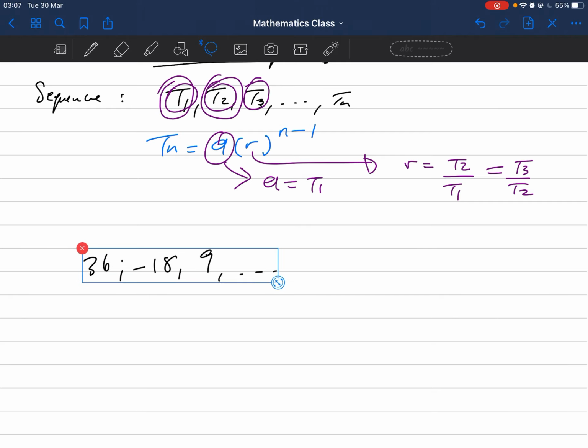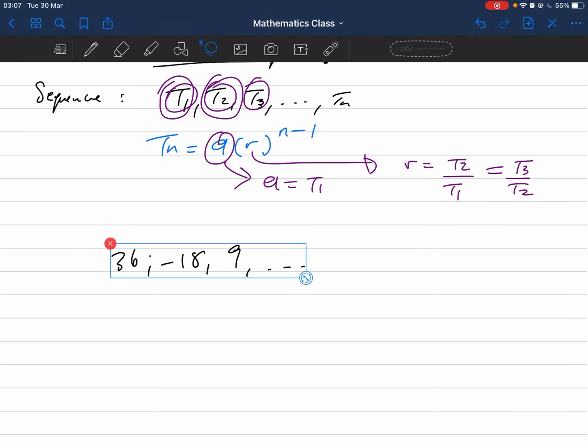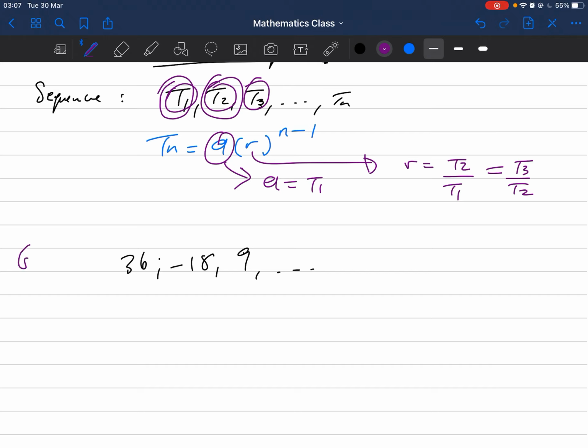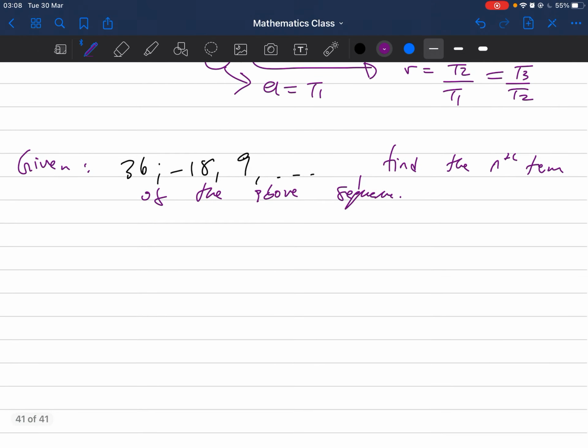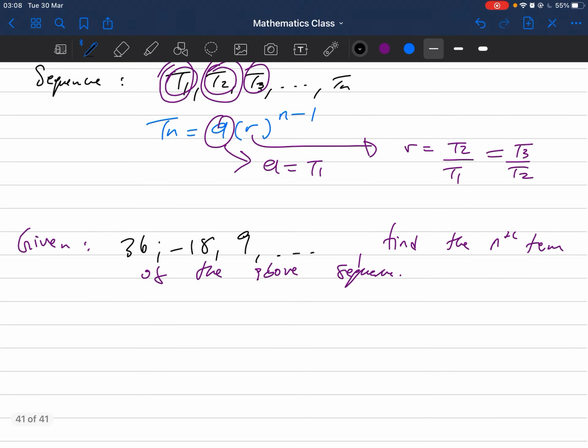Okay, so let me give you an example on this, and then we'll make sense out of that, right? Let's say you're given this. And then the question is, find the nth term of the above sequence, which is awesome, right? So how are we going to do that?